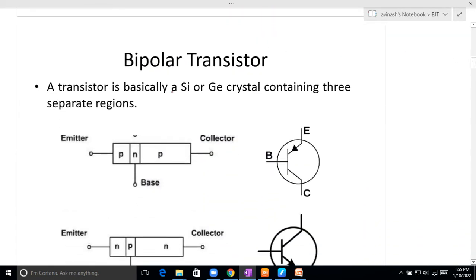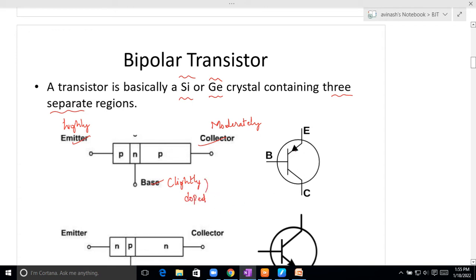Basically, a transistor has a construction based on silicon or germanium, which are fourth group elements, containing three separate regions: emitter, collector and base. As I said, the emitter is highly doped, the collector is moderately doped, and the base is lightly doped.